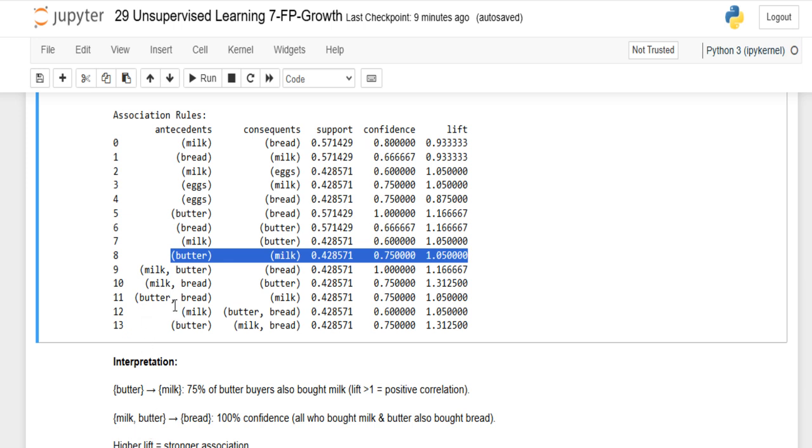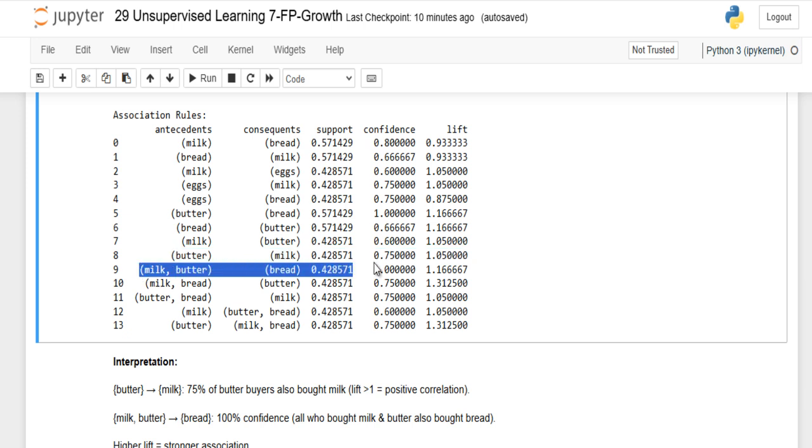Okay, milk and butter are here. With bread, this is 100%. Can you see confidence 100%? And the lift is approximately 1.12. It's more than 1. So all who bought milk and butter also bought bread. All, not 1, not 2.